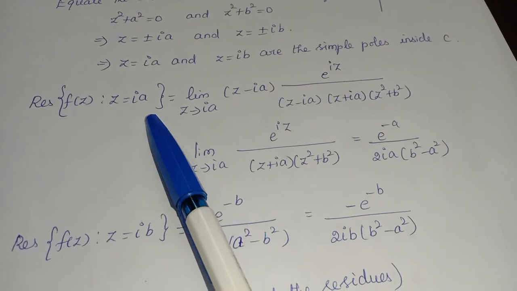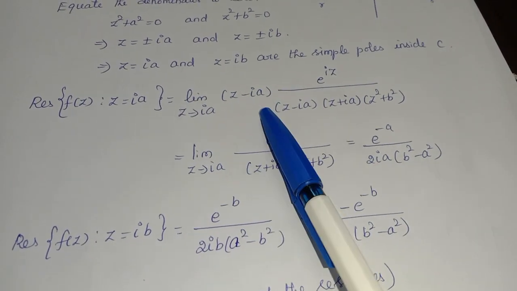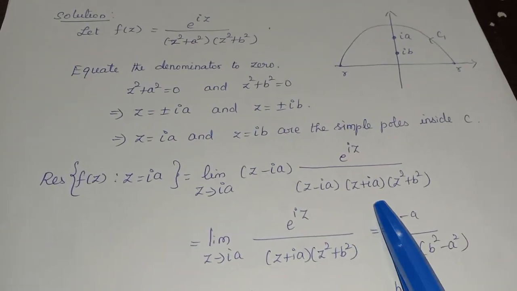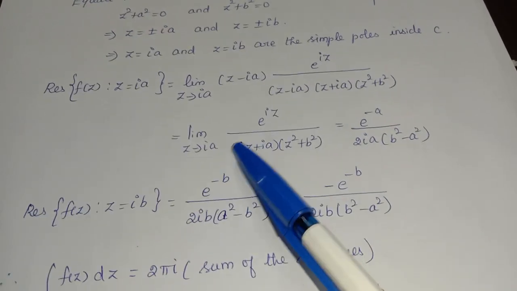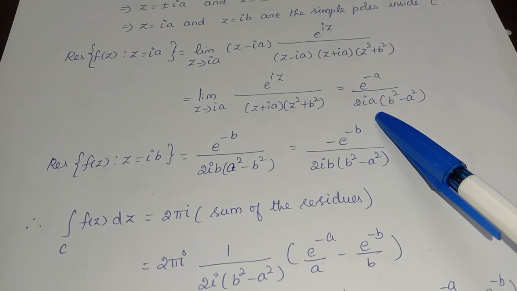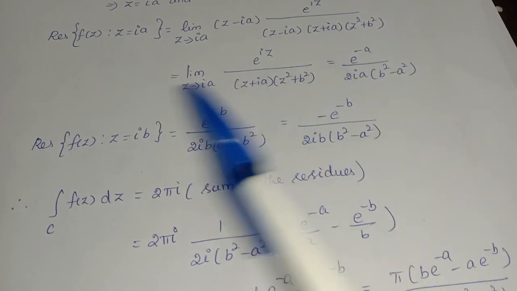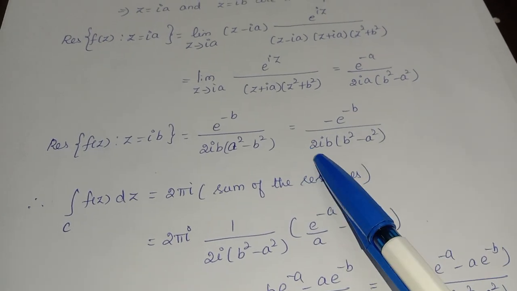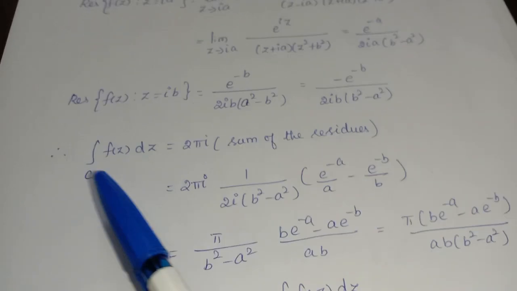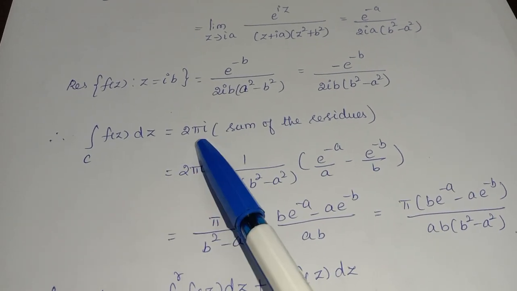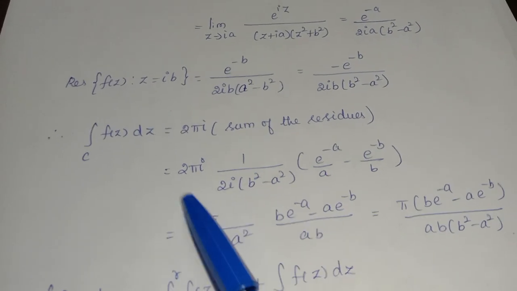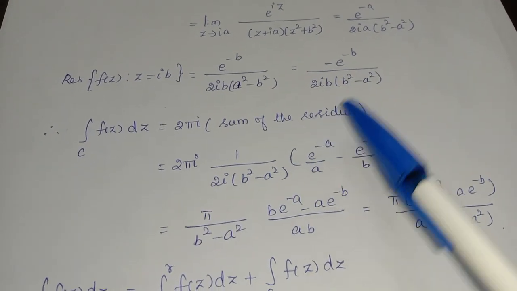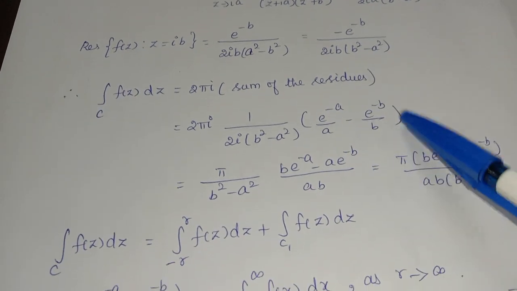Residue at z equal to ia equals limit z tends to ia of z minus ia into e power iz by, you factorize this term, z minus ia into z plus ia into z square plus b square. So what we get is e power minus a by 2ia into b square minus a square. Similarly for z equal to ib, the residue is minus e power minus b by 2ib into b square minus a square. What is the formula? Integral over c of f of z dz equals 2 pi i into the sum of the residues. So 2 pi i into the residues, the common factor is 1 by 2i into b square minus a square, so e power minus a by a minus e power minus b by b.